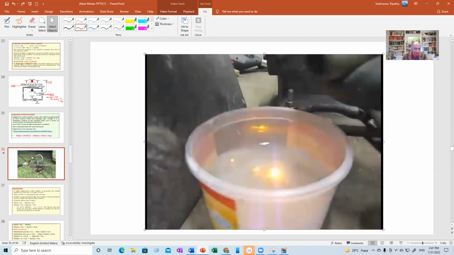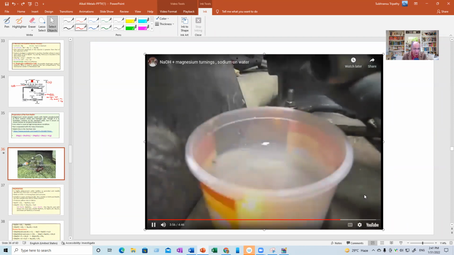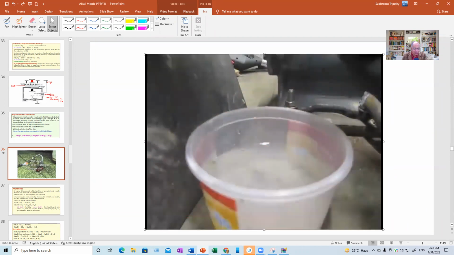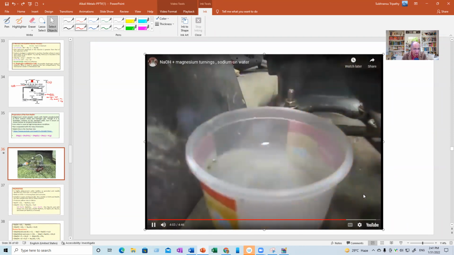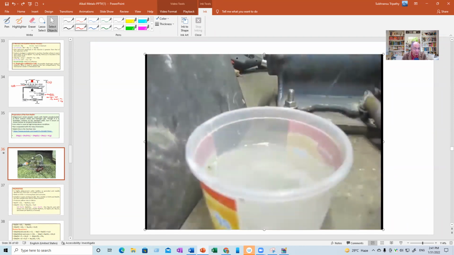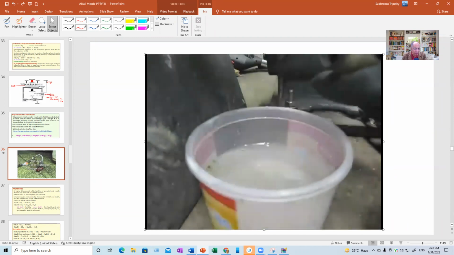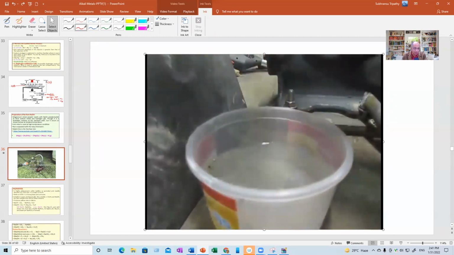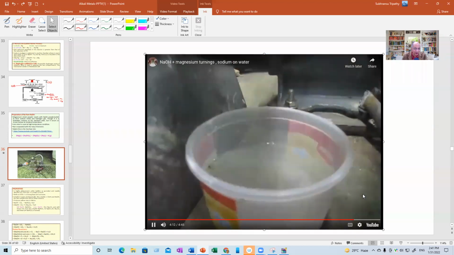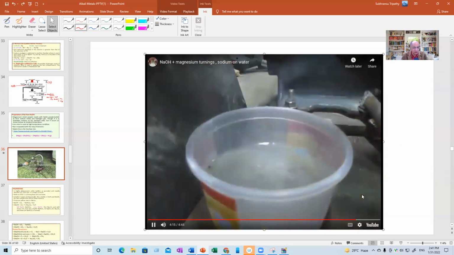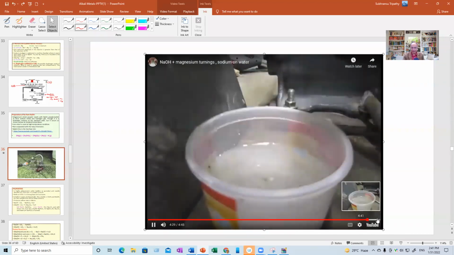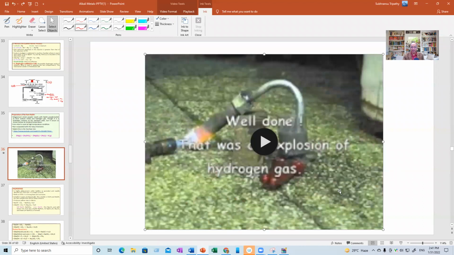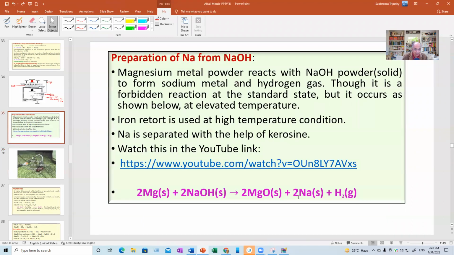By putting some of the granules left out on the water, magnesium and sodium hydroxide will not produce any flame or any hydrogen. But now some of the remnants, residual things from the inside of the iron container, are taken up and put in water, and we find there is a glow. That means hydrogen is coming out and combusting. So that is the way. It's a very interesting way how you can get sodium.